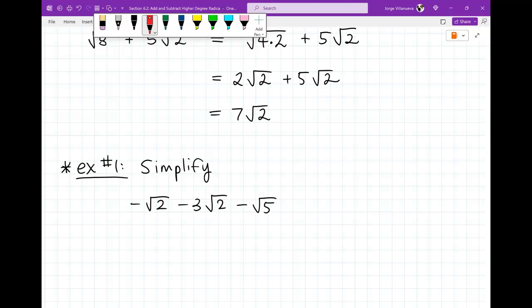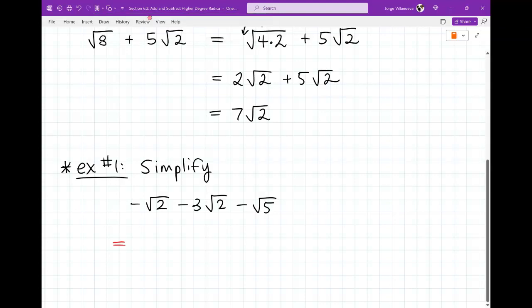So before I say I give up on the other one, let's combine what I can right now. Negative radical 2 minus 3 radical 2, how much is that? Say again? It's negative what? I'm hearing some of you say it, but not loud enough.